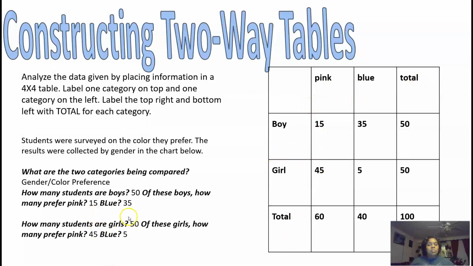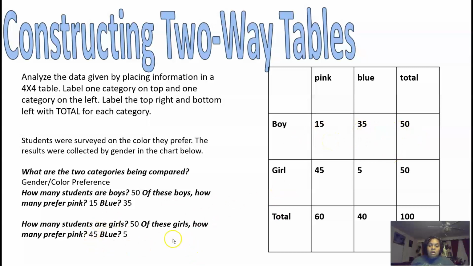How many students are boys? 50 of them are boys. You can see 15, 35, and the total boys is 50 and the total girls is 50. So of those boys, how many prefer pink? 15 of the boys like pink, and blue 35.